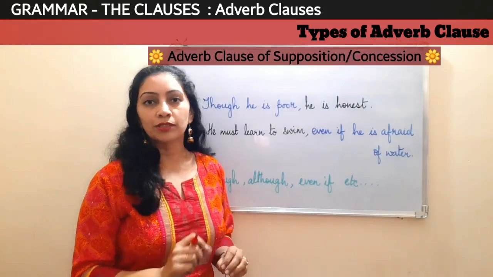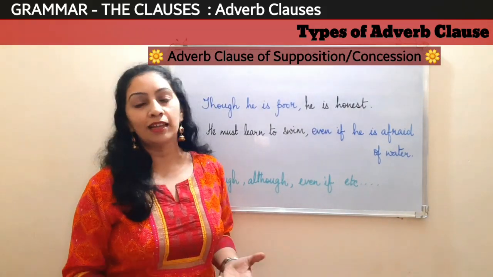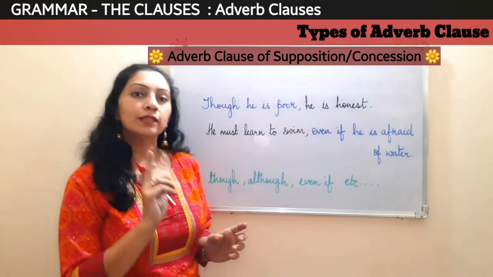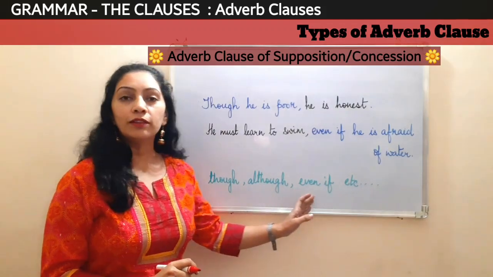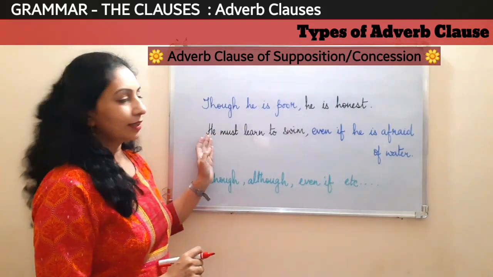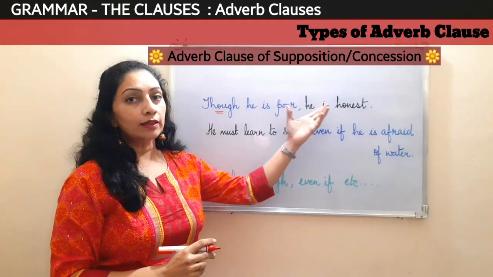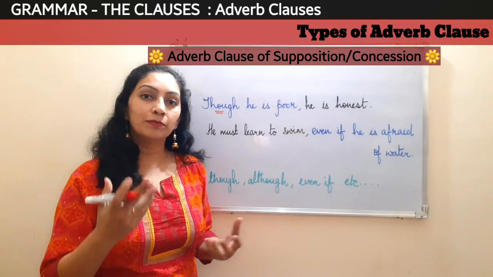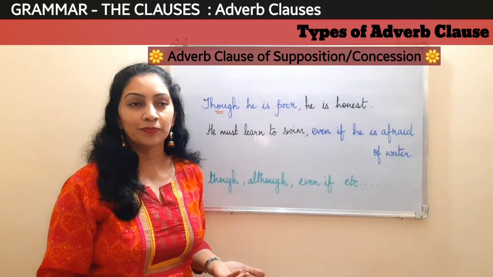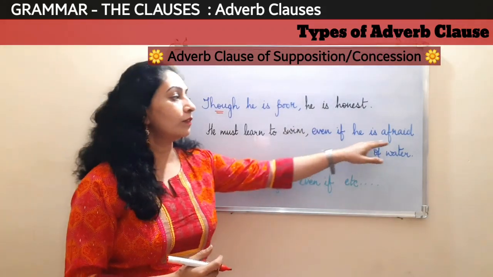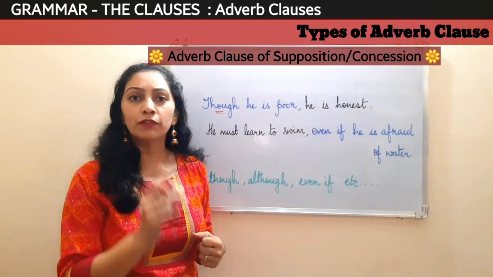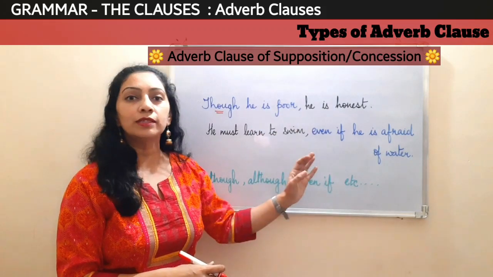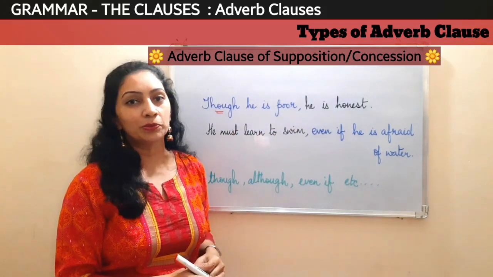When we talk about suppositions or express any kind of concession in an activity, at that time we use adverb clause of supposition or concession, and the conjunctions used are though, although, even if, etc. Look at these two sentences. Though he is poor, he is honest. Now here I am expressing a concession in the general thought process that a poor man cannot be honest. Next, he must learn to swim even if he is afraid of water. Now any person who is afraid of water will not learn to swim. But in this sentence I am expressing a concession that even though he is afraid of water, he has to learn to swim.